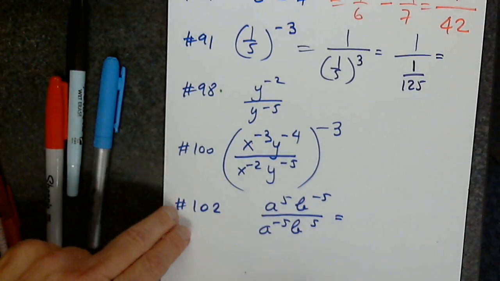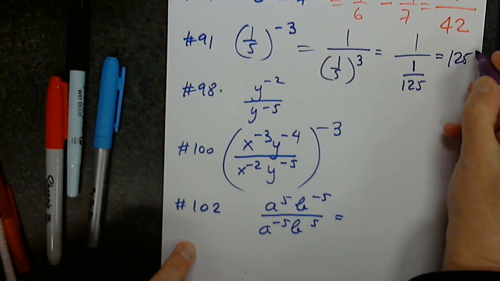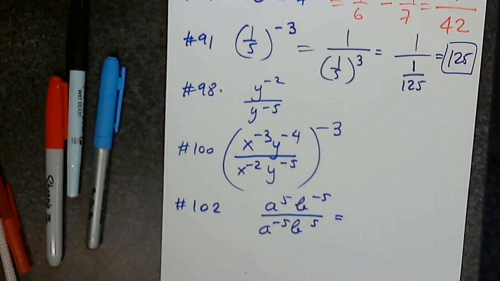How do I divide by a fraction? So 125. How did you divide it? How did you get 125? And when I divide by a fraction, I flip it over.